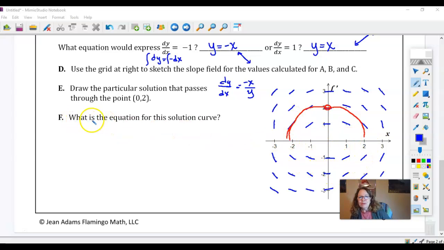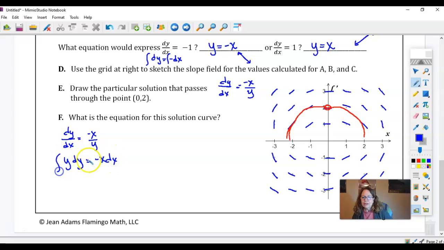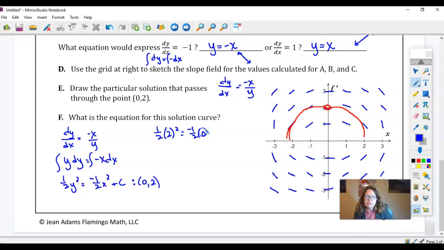Can you see that? So let's take our dy/dx is equal to -x over y. Let's do our separation of variables. So y dy equals -x dx. Do the integral to both sides. 1/2 y squared equals -1/2 x squared plus c. Now we have our initial condition of 0, 2, so we can definitely plug that in. So 1/2 times 2 squared equals -1/2 times 0 plus c. So our c value is going to be equal to 2.